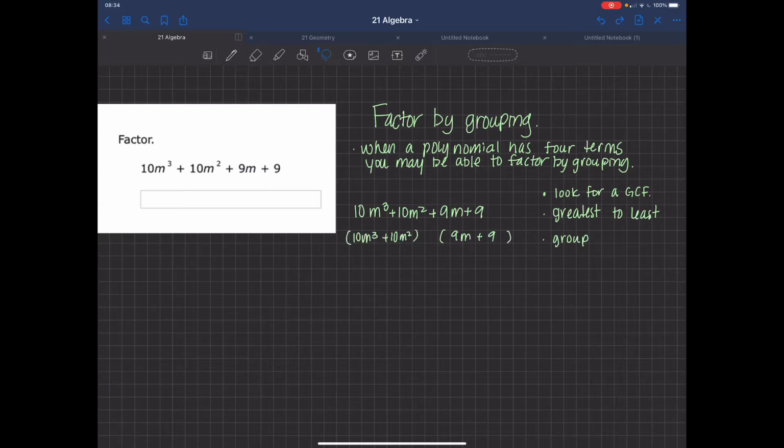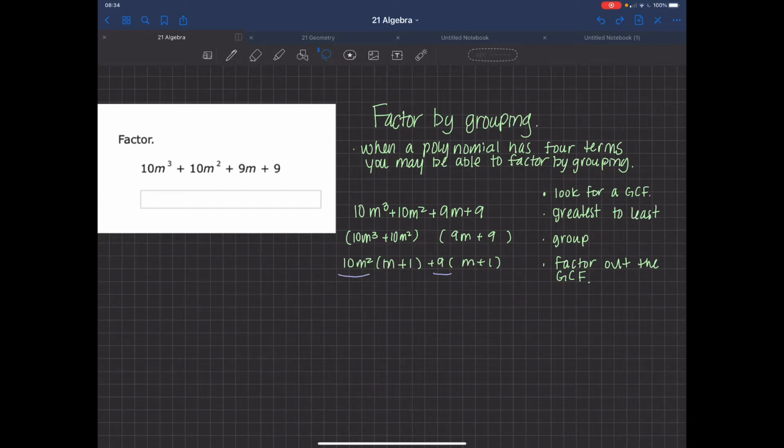Then what we do is we group. So we take the first 2 terms and we put parentheses around them, and then we have the second 2 terms, we put parentheses around that. And then we take out a GCF from each group. My GCF from the first group is going to be 10m squared. When I factor that out, I'm left with m plus 1. For my second group, my GCF was 9, so when I factor that out, I'm left with 9 times m plus 1.